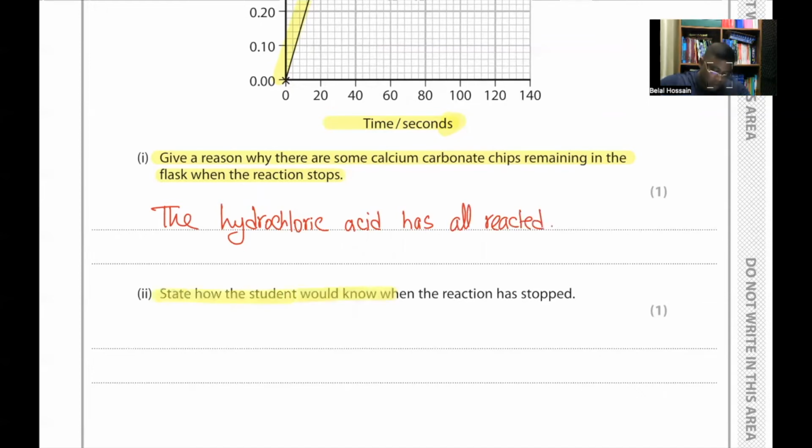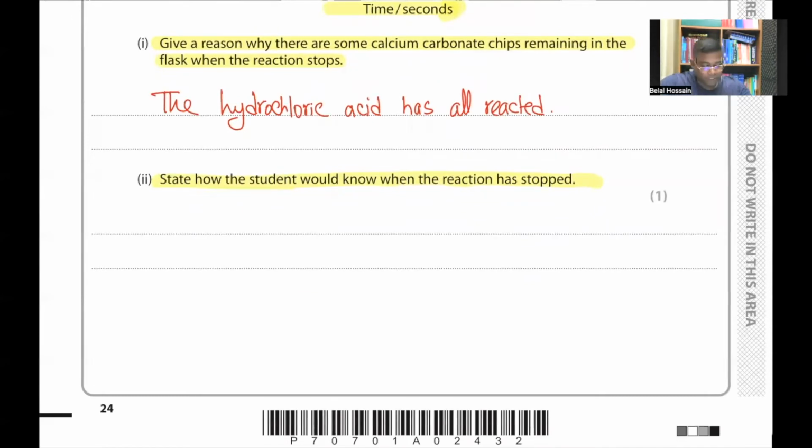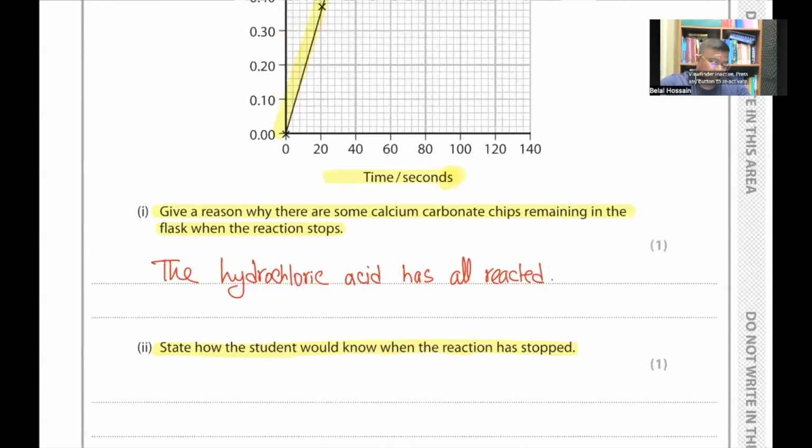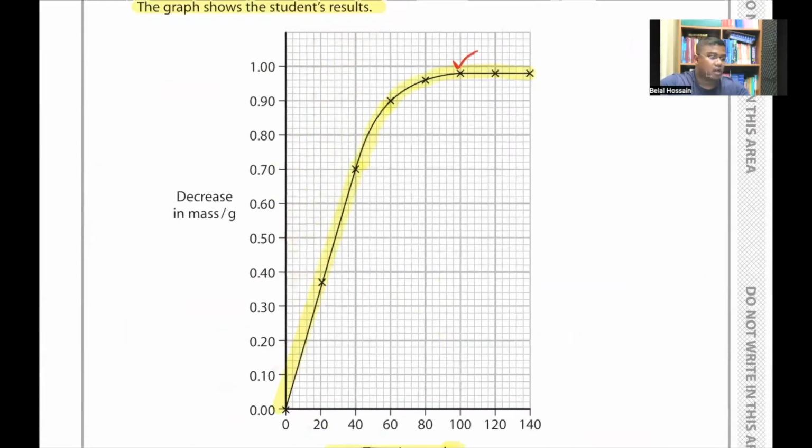Part 2, state how the student would know when the reaction has stopped. The student is going to know because whenever calcium carbonate reacts with hydrochloric acid, it produces effervescence. And the other way the student is going to know is when the decrease in mass is going to stop.